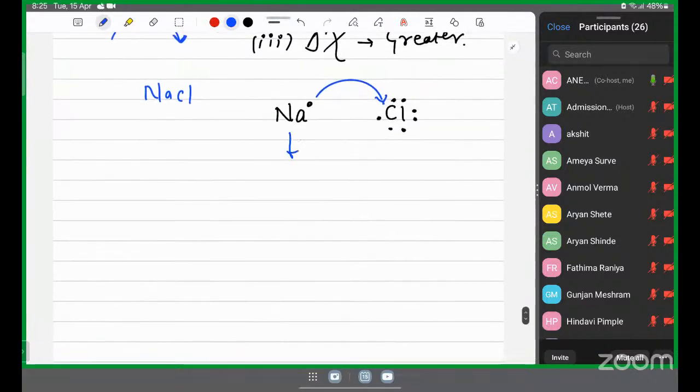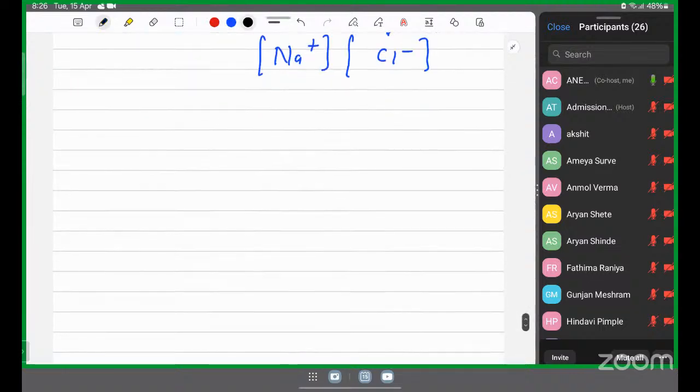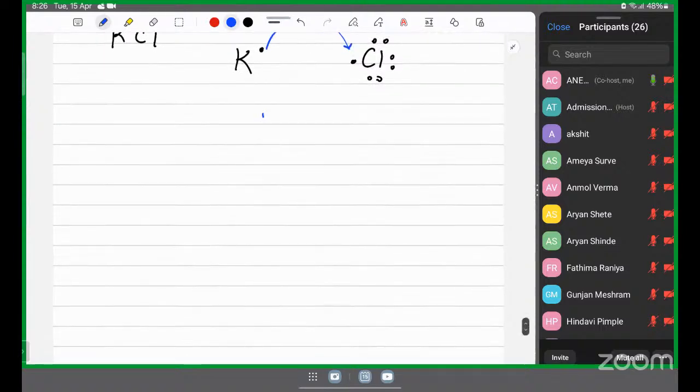The atom which will lose its electron will form a positive ion. The atom which will get the electrons will form a negative ion. These positive and negative ions interact with each other by electrostatic force, and that electrostatic force is known as ionic bond. Understood? For example, we have to form KCl. So in KCl, K has a single electron, Cl has 7 electrons. Again, one electron will be given to Cl. So this will be K plus Cl minus.